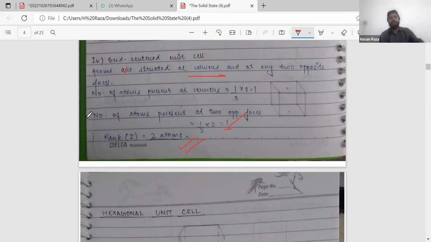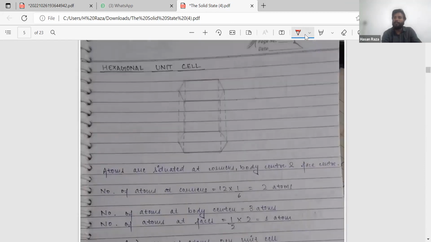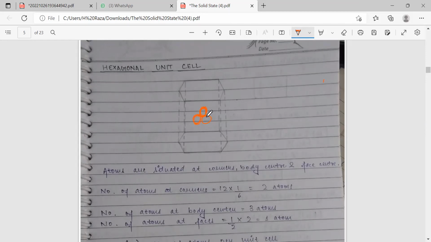Now we have a special type of unit cell, the hexagonal unit cell. There is a very surprising point: this unit cell has three body-centered atoms. Just keep it in mind. I will show you in the next class how it goes, or if you look in NCERT, you will see there are three atoms in the body center. Here we are also going to calculate the rank of the hexagonal unit cell. First of all, we need to know where the atoms are situated.